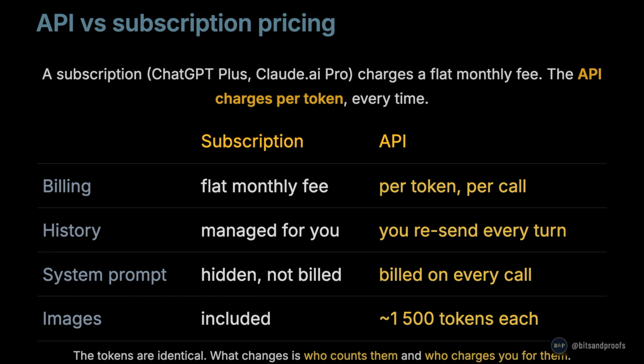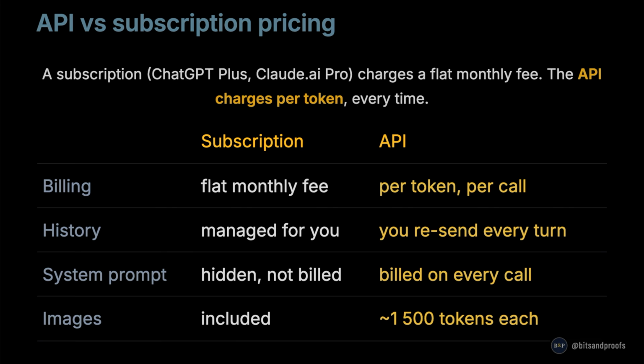Your system prompt is billed on every request. Your conversation history is resent and rebuilt every turn. And images cost roughly 1,500 tokens each. The tokens themselves are identical in both cases. What changes is who counts them and who charges you for them.